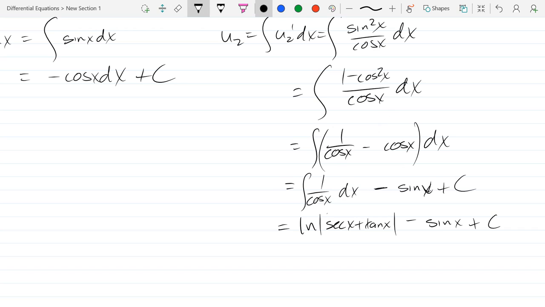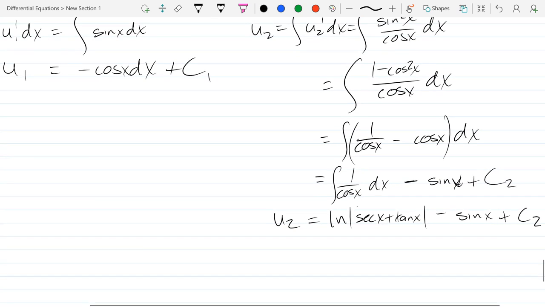Oh, and I was lazy. I need to call the constants by different names. So we got constant 1, constant 2. There's u2. Ln, yeah, ln of that. That's the antiderivative of secant right there, so that should probably be on your cheat sheet. Your 6 regular trig derivatives and antiderivatives need to be either in your brain or on your cheat sheet.